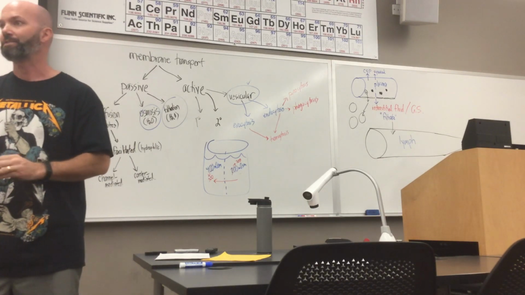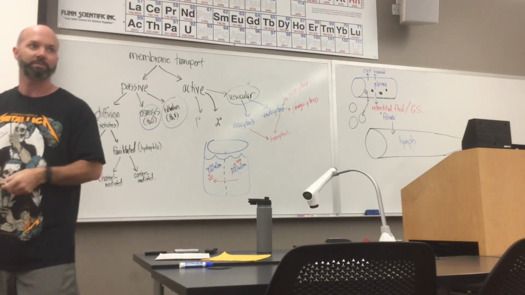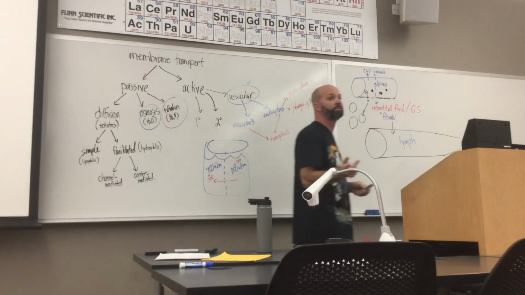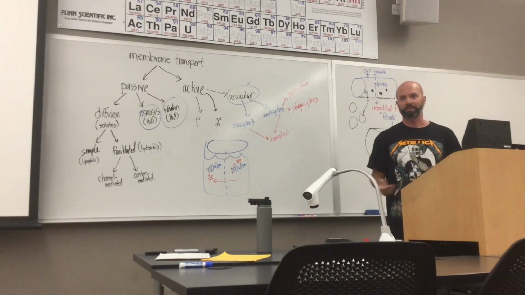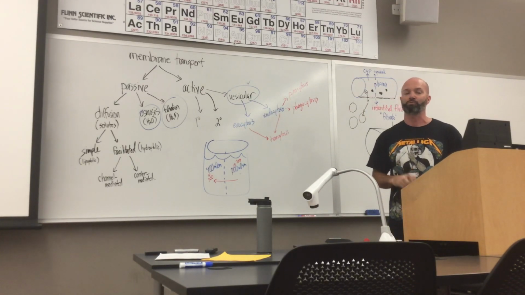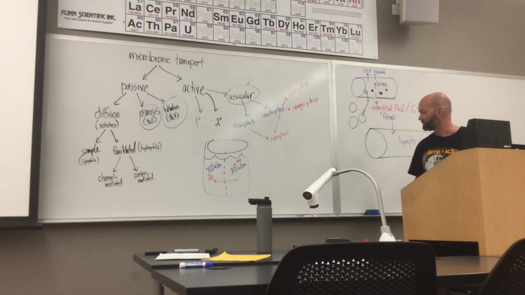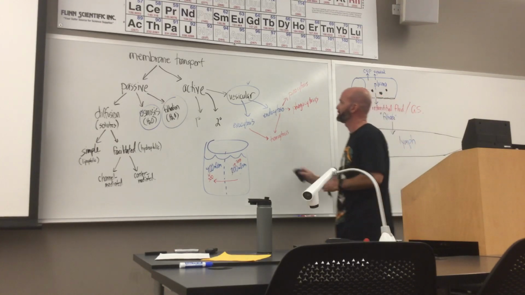How about ions? How are they getting across the cell membrane? Channel-mediated facilitated diffusion. Water? Channel-mediated facilitated diffusion. What are the names of those water channels? Aquaporins. Translates to water channel. Next.